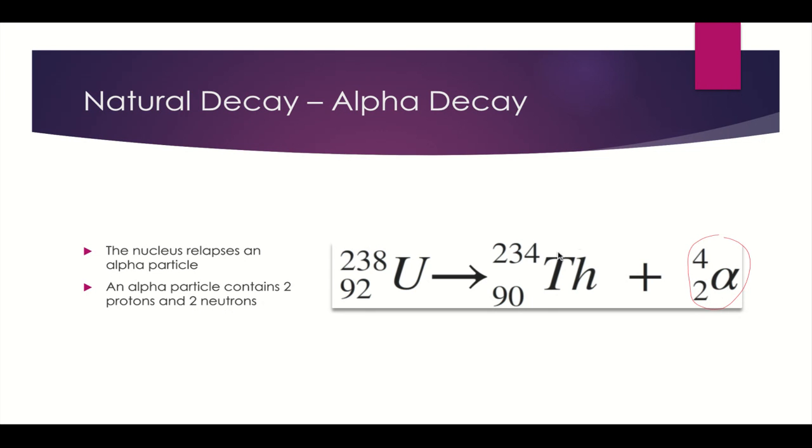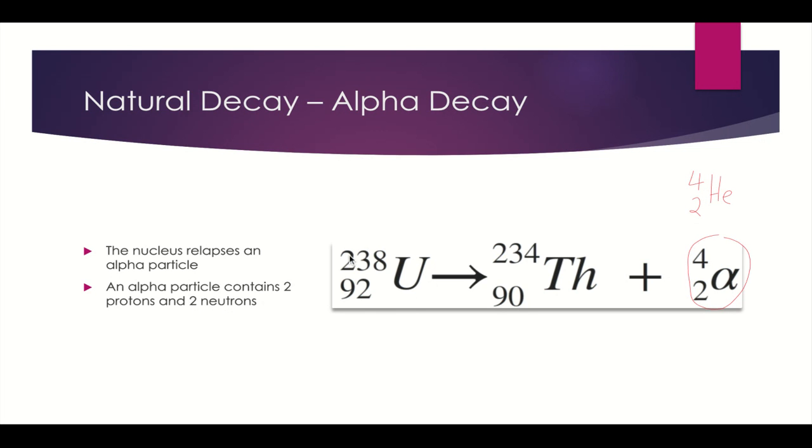Okay. So I'm going to talk about this equation in a second, but I just want to say another way that we can write an alpha particle is the same numbers, 4 over 2, but instead we can put He because it's essentially the nucleus of a helium atom. Okay, an alpha particle is the nucleus of a helium atom. Okay, so let's look at this equation here.